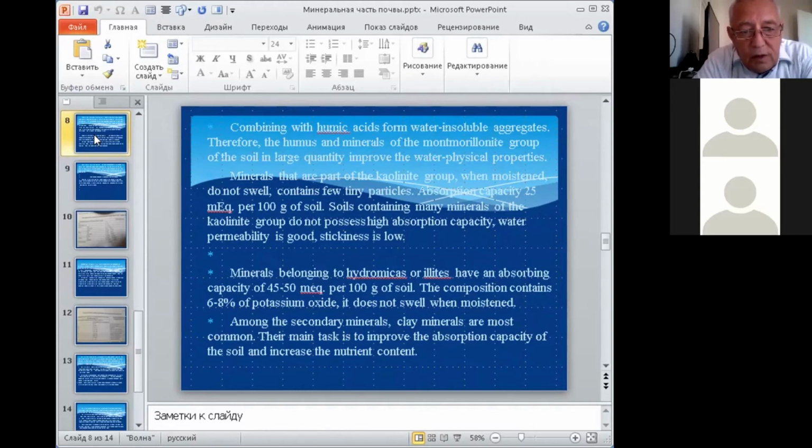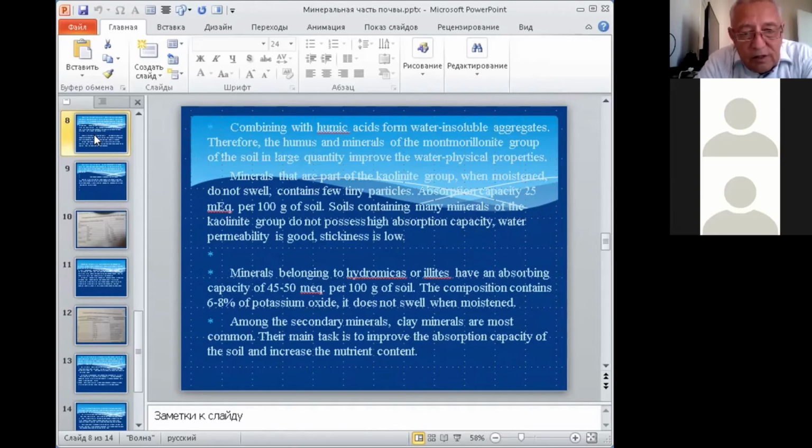Minerals belonging to the hydromica or illites have an absorbing capacity of 45 to 50 milliequivalents per 100 grams of soil. The composition contains 6–8% of potassium oxide. It does not swell when moistened.